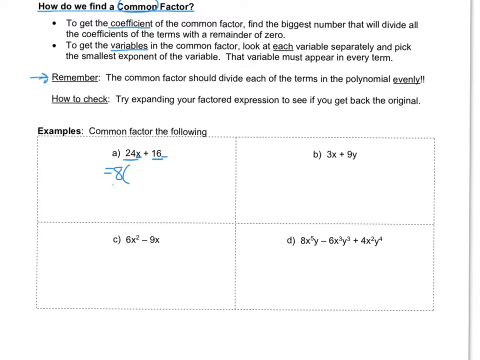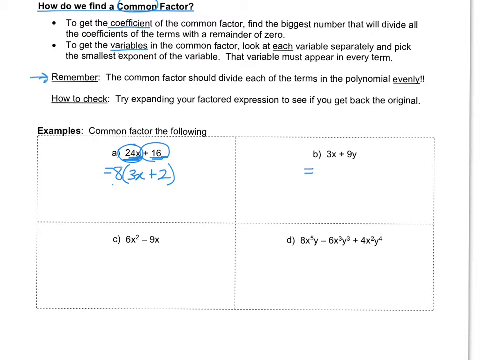We're going to divide both of our terms in our original polynomial by 8. When we divide 24 by 8, we get 3, and it has an x. When I divide the 16 by 8, we get 2. So if I were to expand and simplify this, I would get 8 times 3x, which is my 24x. My 8 times 2 is my plus 16. So that's a way to check to make sure I've done that correctly.